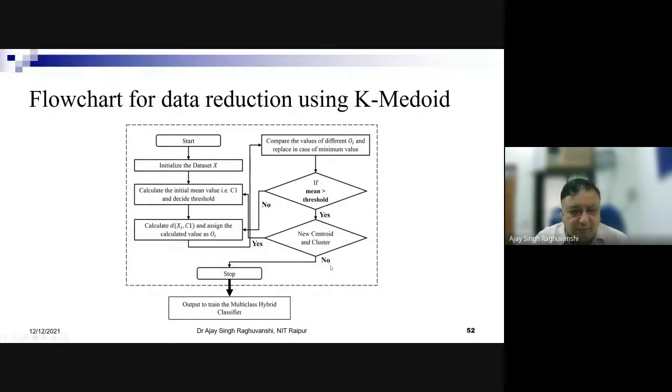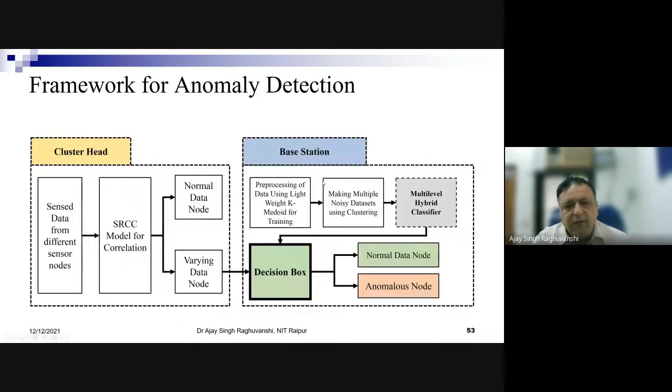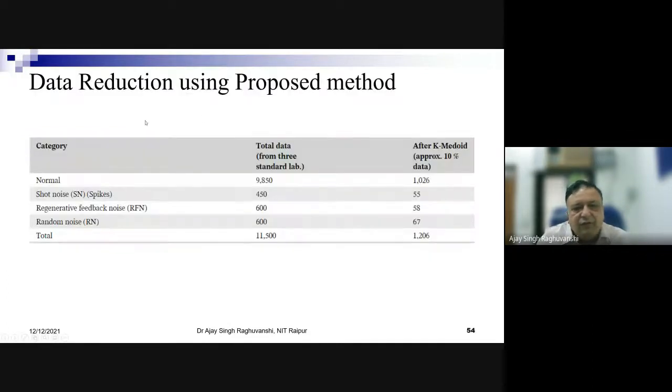Then this is your complete flow chart for data reduction using K-means. Then the framework for anomaly detection, how we have done it. Because this is a hybrid model, we have anomaly detection at the cluster head as well as at the base station. So some we do at the cluster head and others we do at the base station. So these are the proposed detection methods.